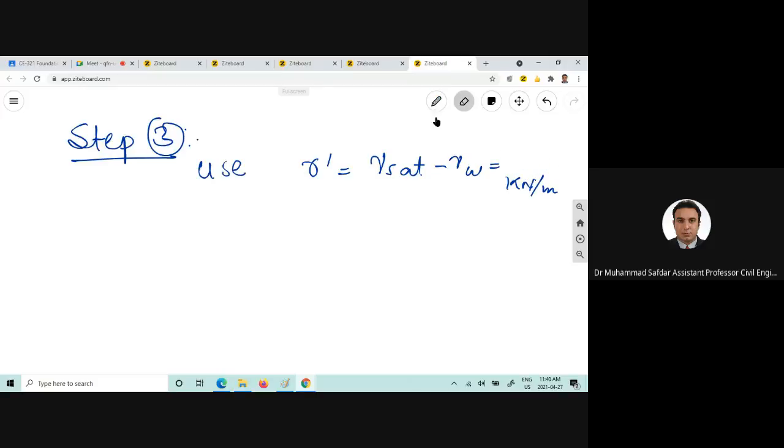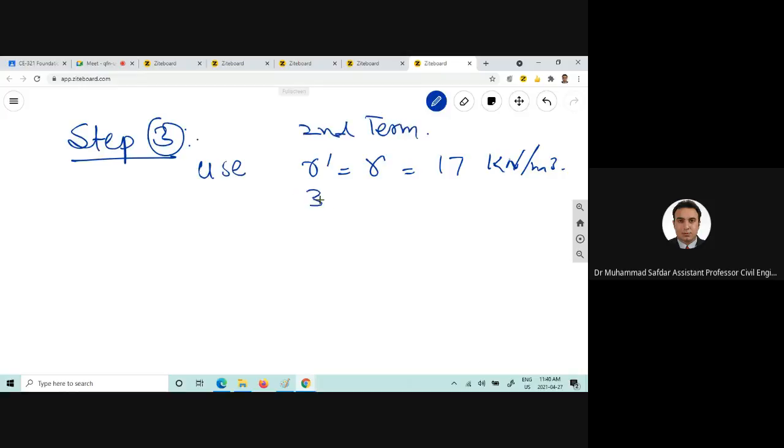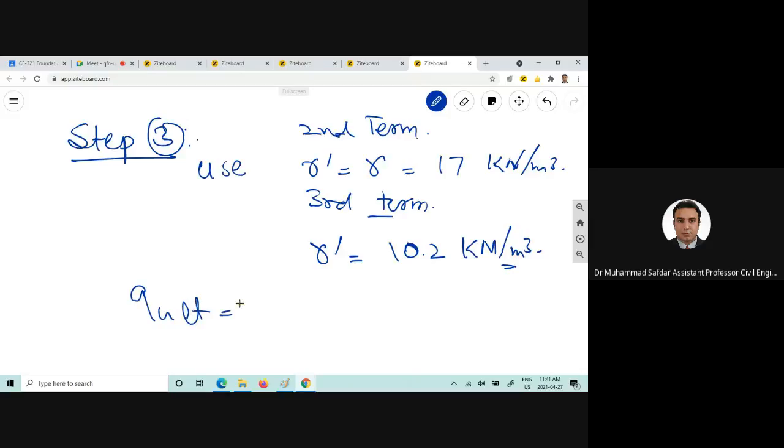Okay, because the second term is at the foundation level, so we are going to use gamma prime equal to gamma. Okay, so it would be 17 kilonewton per cubic meter. This is for the second term, and for the third term we are going to use gamma prime, which will be equal to 10.2 kilonewton per cubic meter, and which will give us the Q ultimate of, okay, please say it right now.